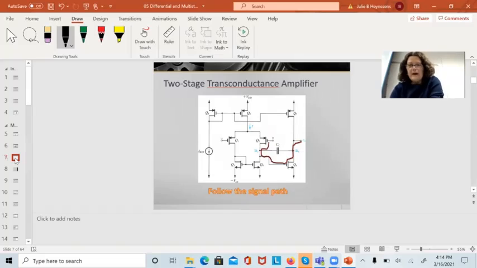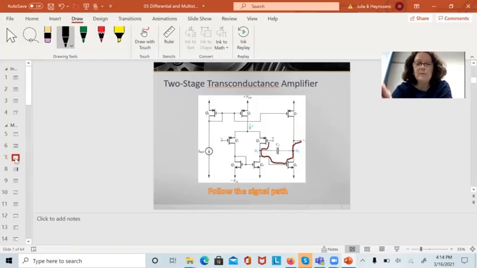This is a schematic that has actually shown up on exam 2 before. And this one is more along the lines, instead of calculating currents and voltages or stuff like that, can you describe what this is doing? Can you tell me what each one of these transistors are doing in the circuit?